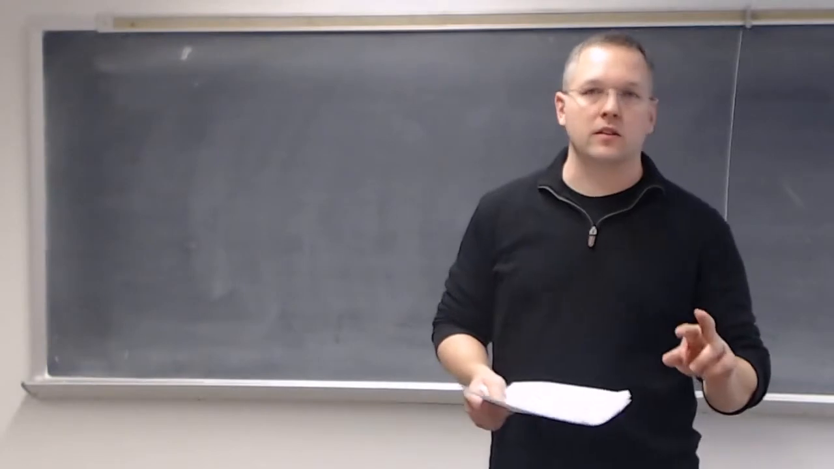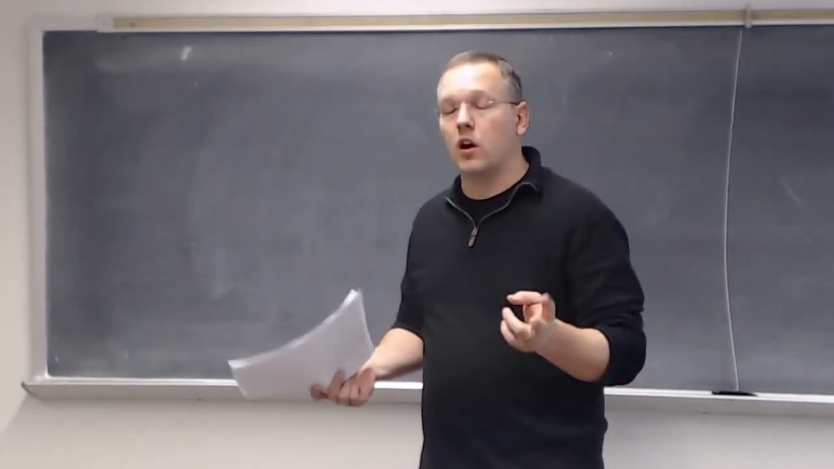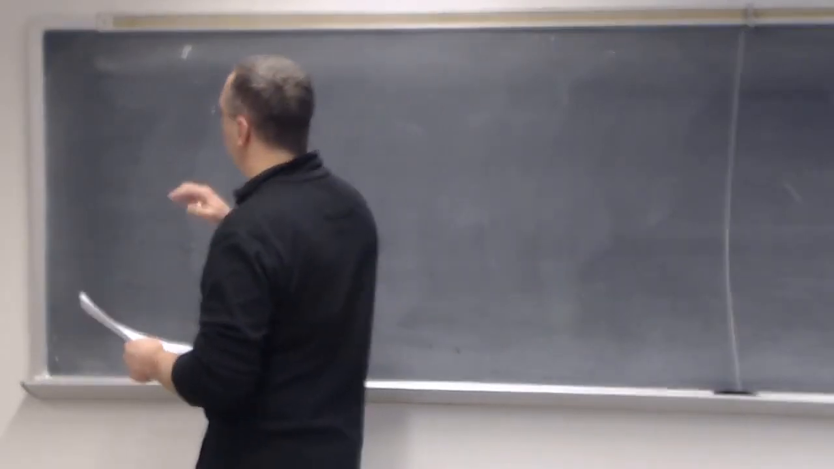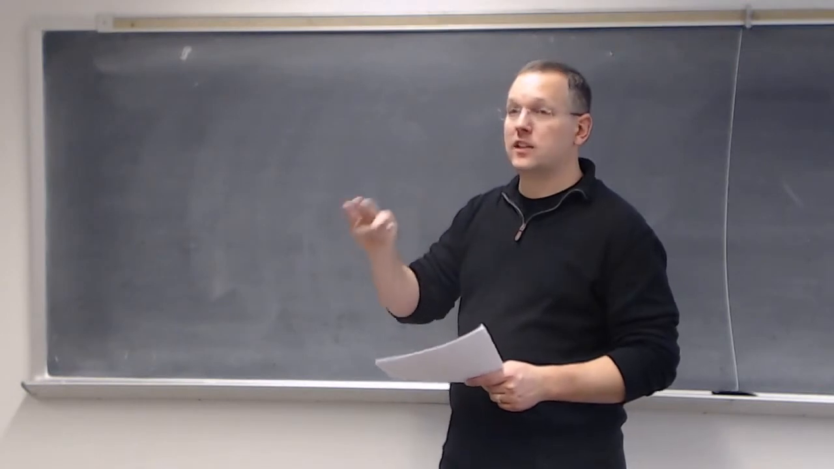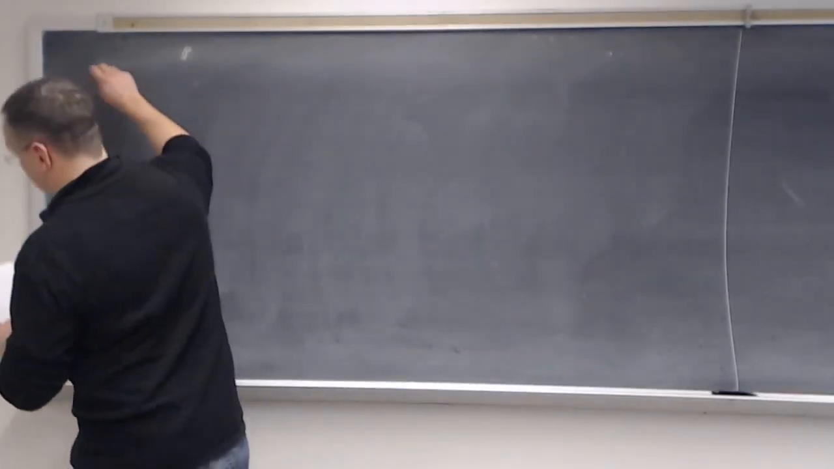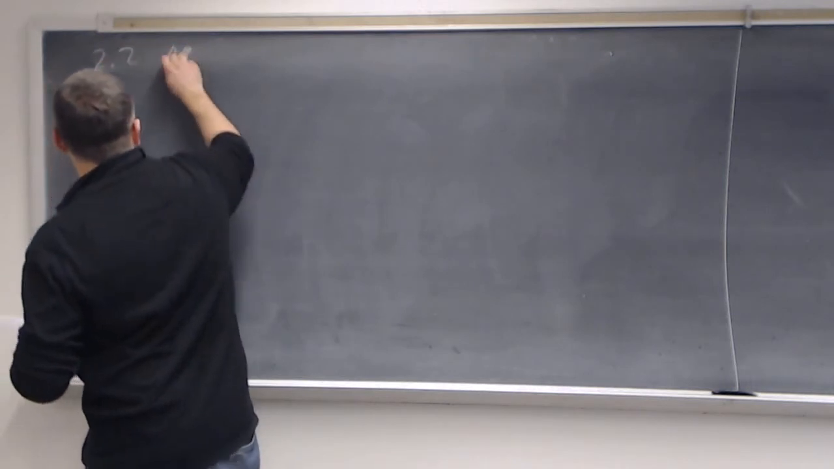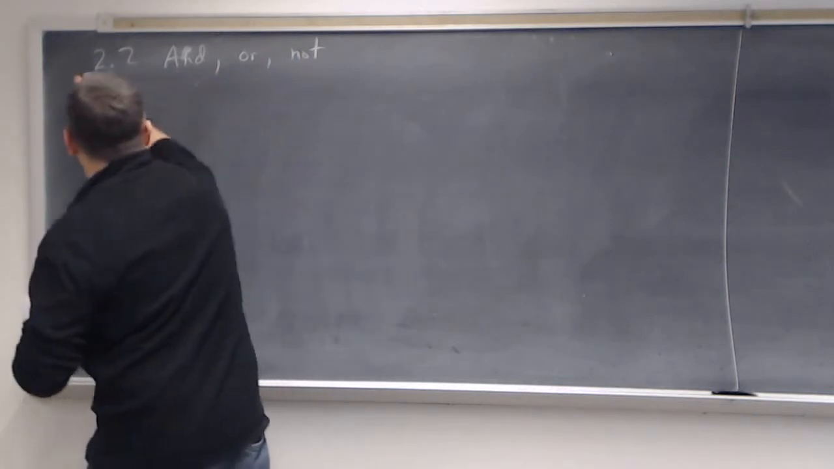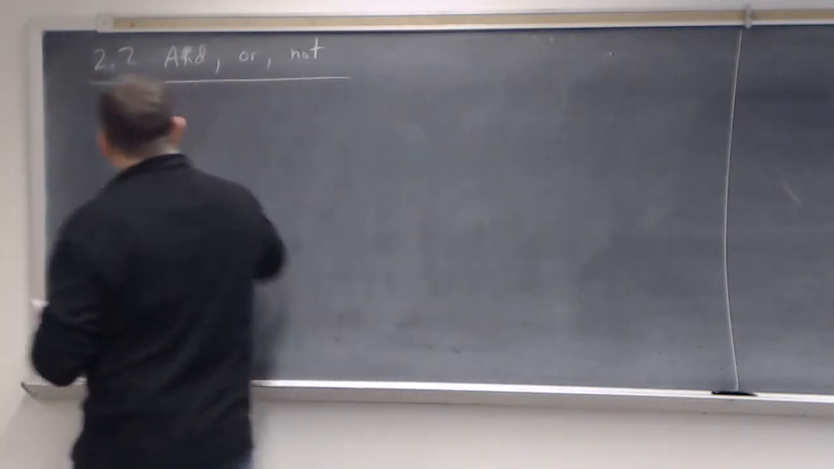Right, section 2.2, we're going to talk about how to combine two statements and get what we could call a compound statement. The first three ways are using the word and, the word or, and then the negation, the not symbol, to combine two statements. So 2.2: and, or, and then not with a negation symbol.